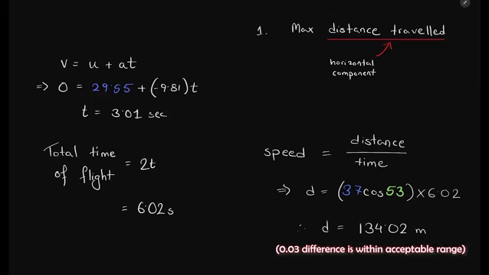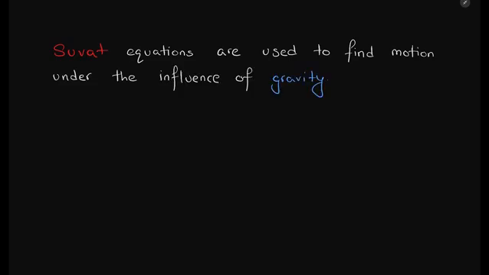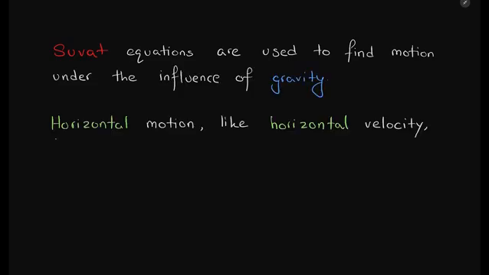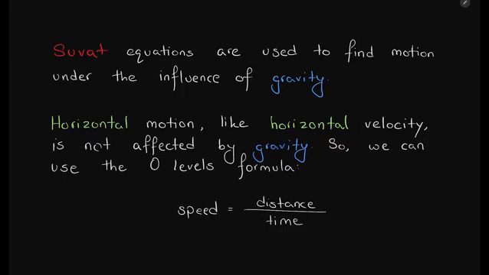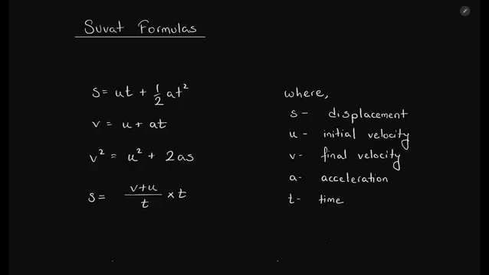So in horizontal components, we can use the formula speed equals distance by time. SUVAT equations are used to find the motion under the influence of gravity. Horizontal motion, like horizontal velocity, is not affected by gravity, so we can use the O-level formula: speed equals distance by time. These were the basics. Hope you have understood them all.